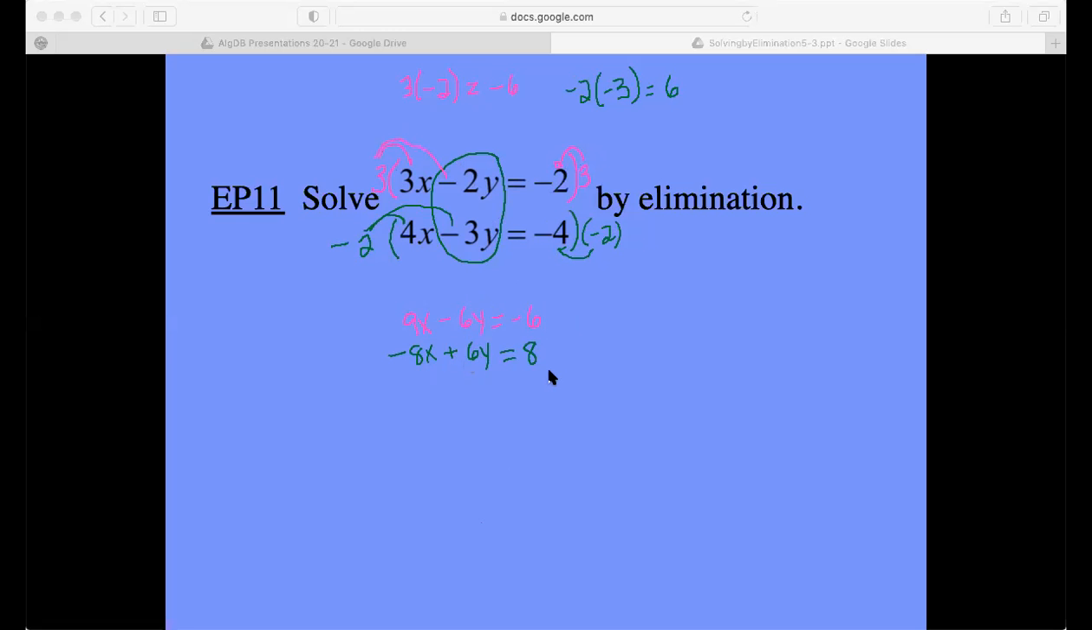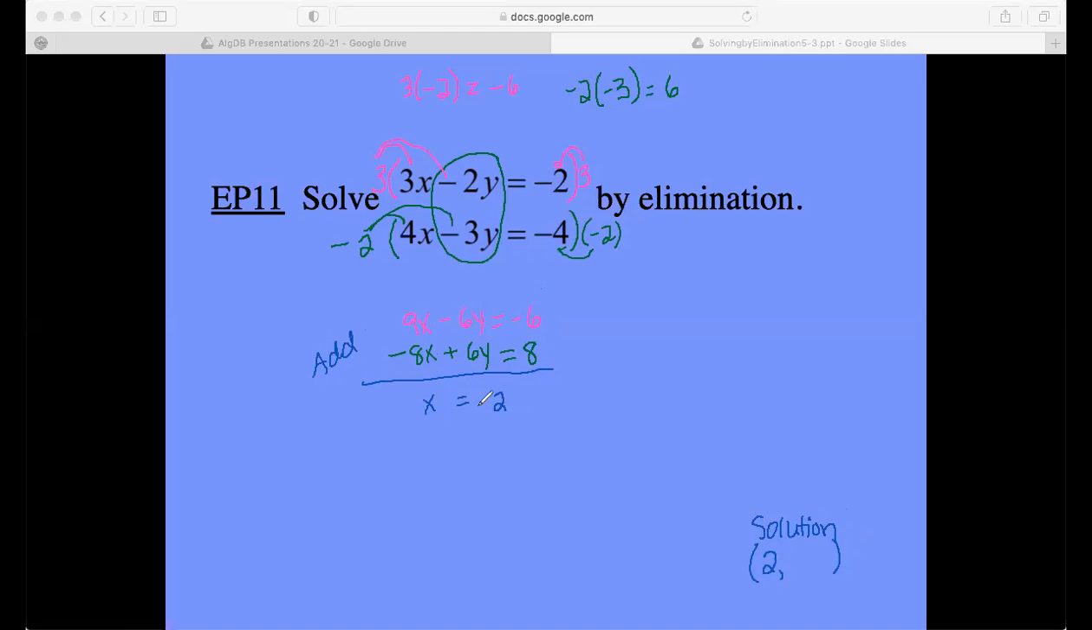Those are opposites. So remember, at that point, once you have your opposites, you can add the two equations together. So 9x plus negative 8x leaves me with 1x. Negative 6y and positive 6y cancel. And negative 6 plus 8 is 2. So I have in my solution my x value. Notice I didn't have to divide anything. I automatically just got 1x. So in my solution, x is equal to 2.